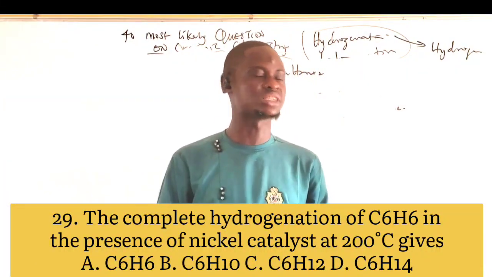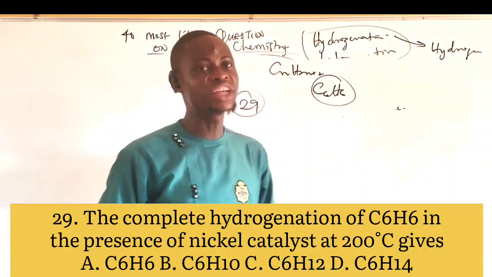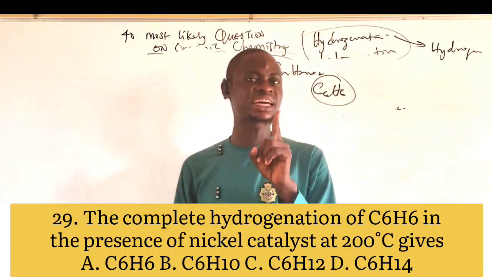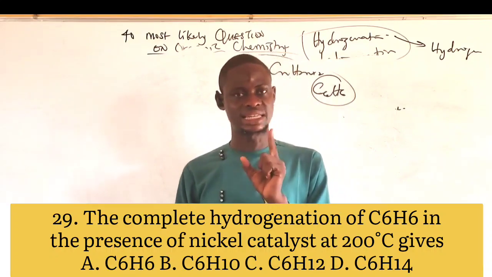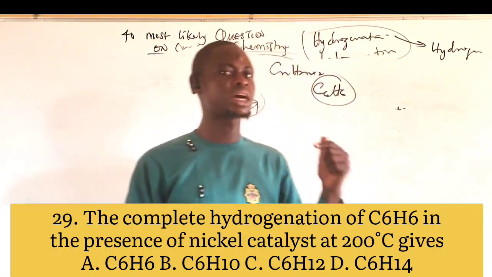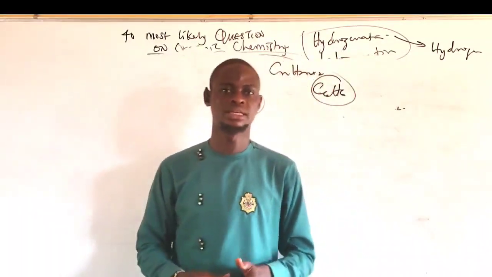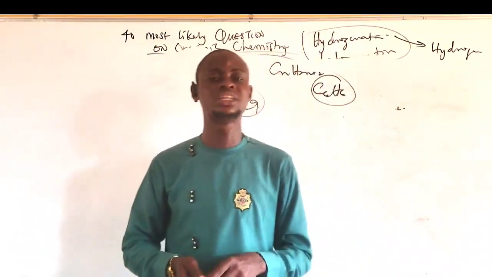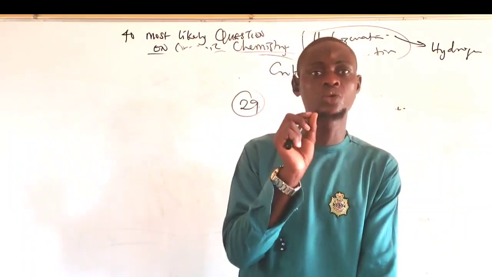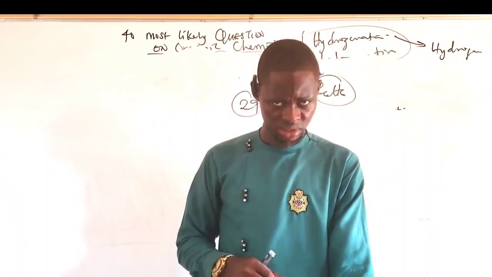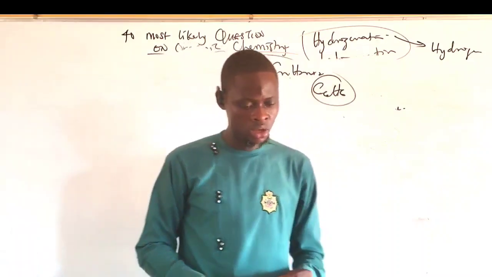Hydrogenation of C6H6. Complete hydrogenation of C6H6. C6H6 is benzene. When you hydrogenate benzene in the presence of nickel catalyst, and take note, hydrogenation always occurs in the presence of a catalyst, which is nickel. When you hydrogenate benzene in the presence of nickel catalyst at a temperature of 200 degrees Celsius, it produces cyclohexane. That is the only addition reaction that benzene undergoes. Benzene majorly undergoes substitution reaction, but it can undergo addition reaction with hydrogen and chlorine. So when you hydrogenate benzene, it produces cyclohexane.